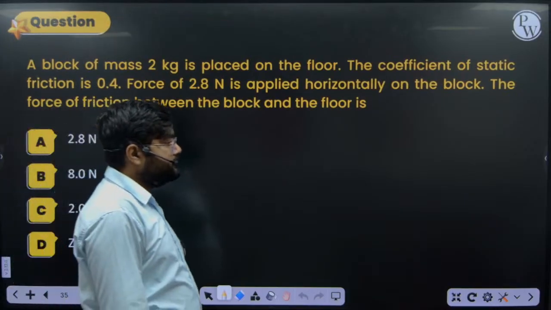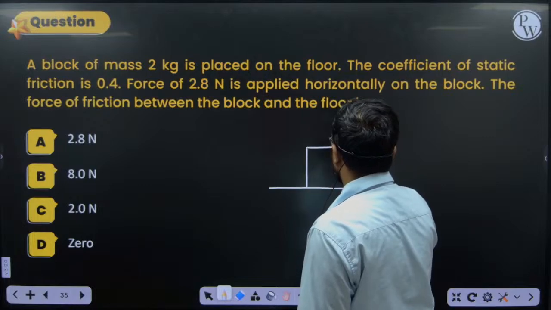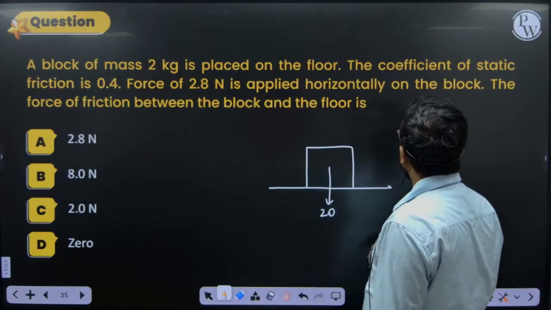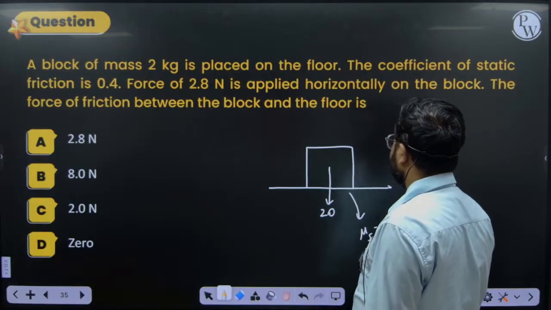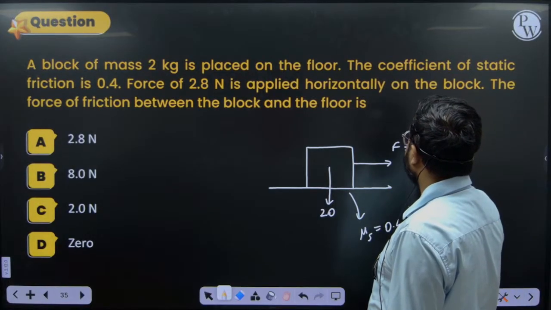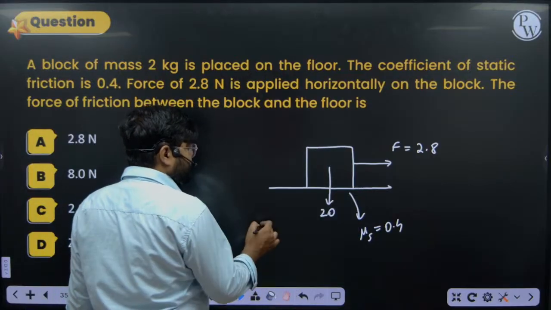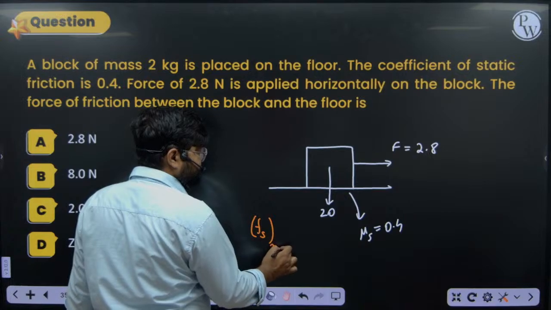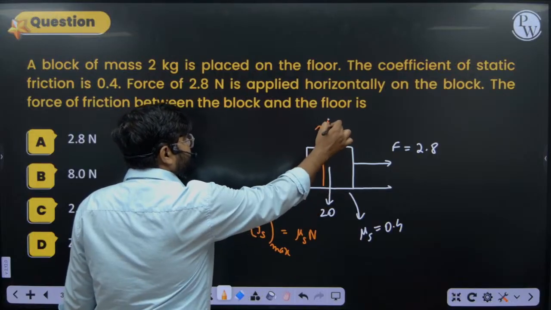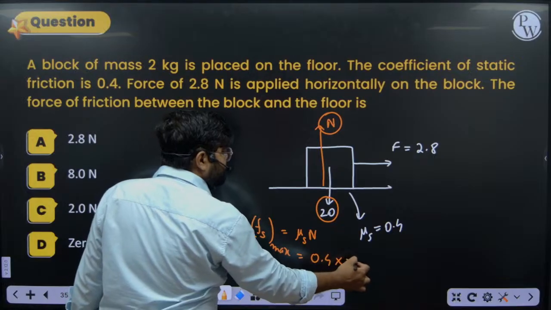Let us see a question. A block of mass 2 kg is placed on the floor. So mg will be 20. The coefficient of static friction mu s is given as 0.4. A force of 2.8 is applied horizontally. What is the frictional force? So first find the maximum friction. It is, we know, mu s into normal, and here the normal will balance this mg. So normal is 20. Now this comes out as 8.